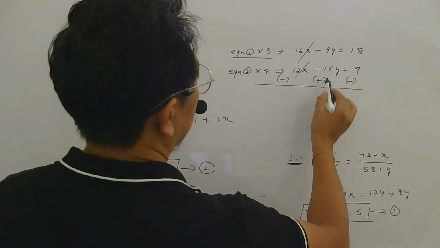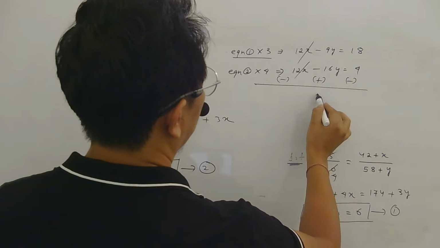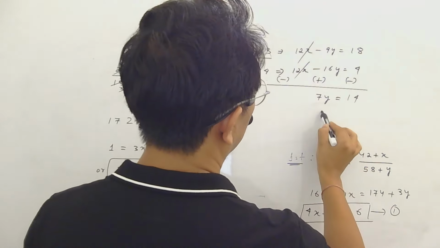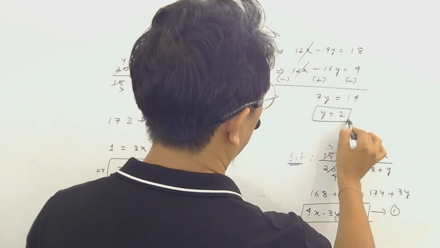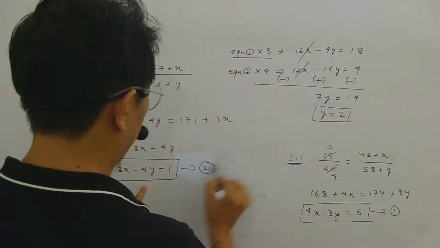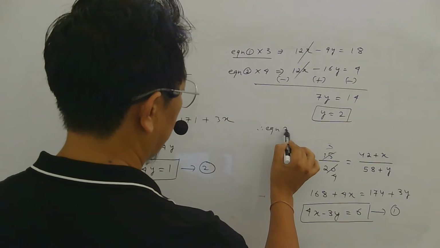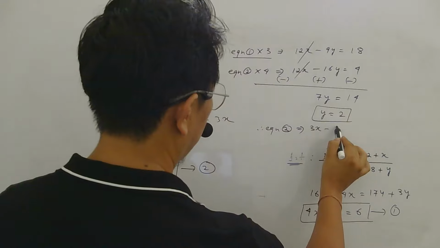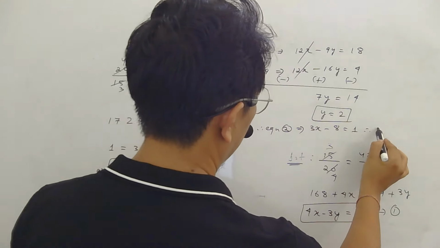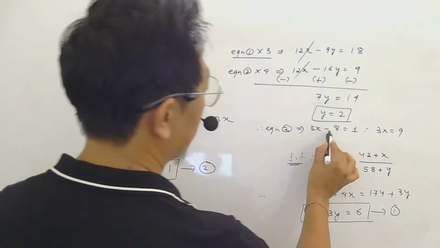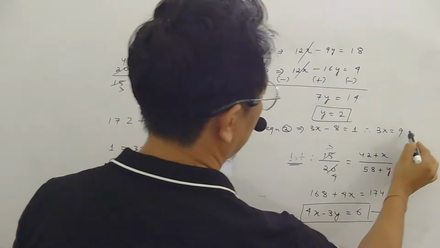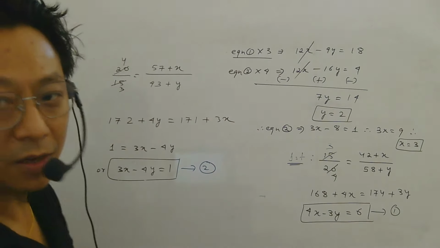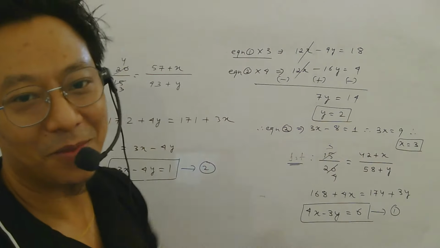These two will cancel. So 16y minus 9y will be 7y, equals 18 minus 4, which is 14. So y will be 2. And if you substitute y = 2 in equation 2, you will get 3x minus 4 into 2, 8, equal to 1. So 3x will be 9, right? Minus 8 will go there, 8 plus 1, 9. So x will be 3. So the end corrections are 2 centimeter and 3 centimeter, right?